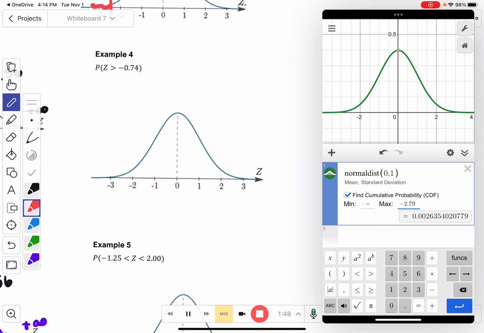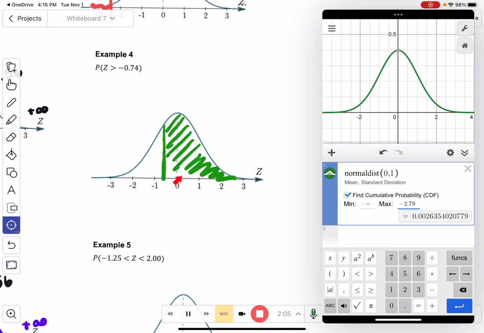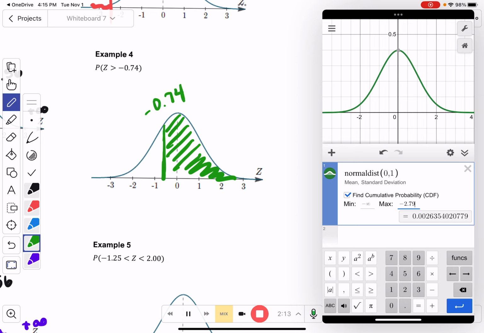The next one says Z is greater than negative 0.74. That's going to be about here, and we want to be greater than that, so we're to the right of it like this. You can see that it should be bigger than 50% because half the curve is on this side already. So it's a little bit bigger than 50%. We come back over here, and we see that we're starting this time at negative 0.74, and we're going to go up to positive infinity. And here's what we get: 0.7704.